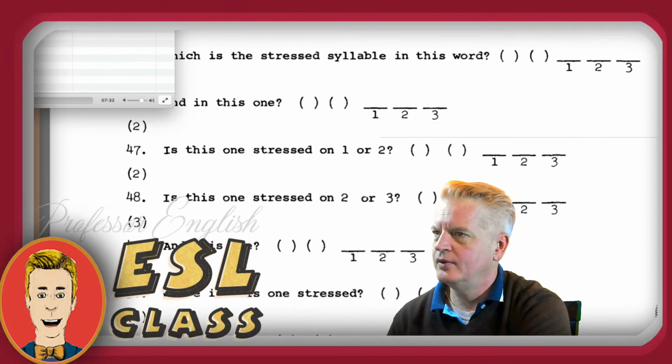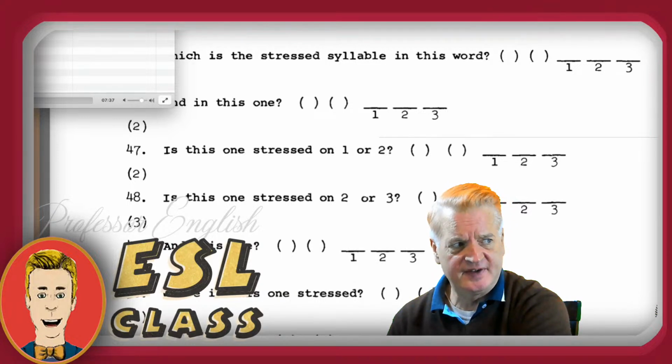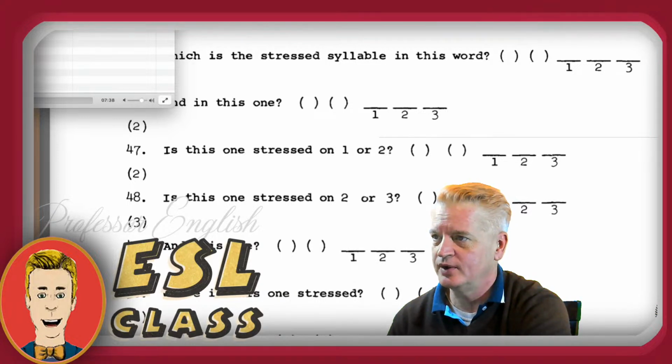Französisch. 47. Is this one stressed on one or two? Spaziergang. Spaziergang. That's the second one.